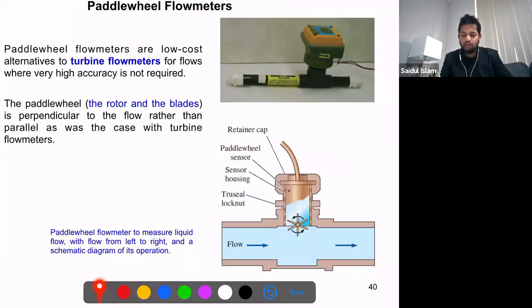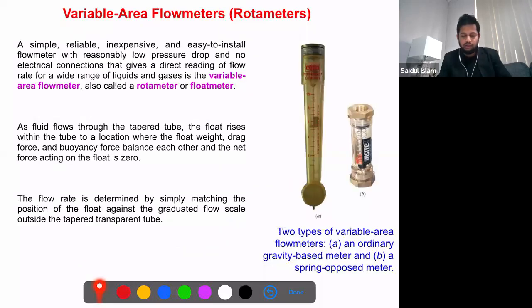Here's a paddle wheel flow meter. This is cheap and easy to construct. It looks kind of like a piston cylinder device. Basically it has some rotor, some blades, and you look here how it works. The flow is going this way. So this is also a good, low cost flow meter, one of the cheapest and easiest simple flow meters. Basically, we use this one to calculate the pressure drops, low pressure.